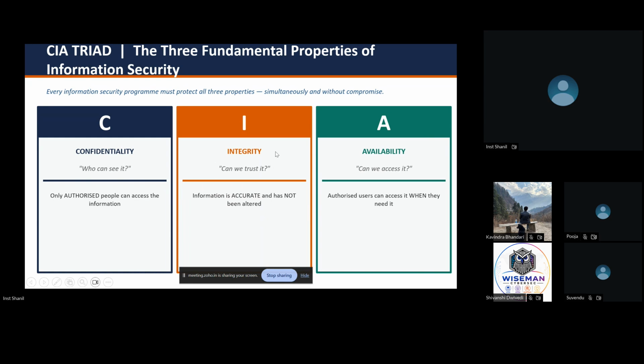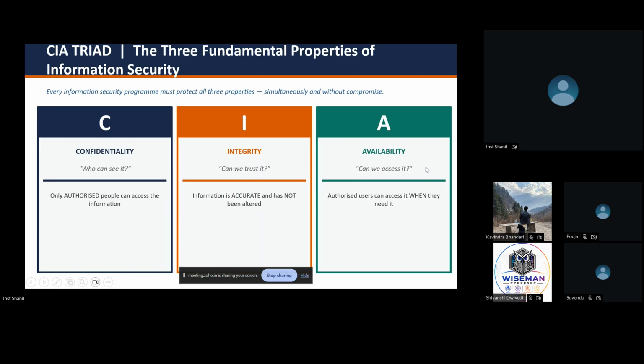Integrity. Whatever data we are supplying, is it trustable? Can we trust the data? It means information is accurate and has not been altered. For example, if you are sending an email to me, writing a phone number in that email, I have to be sure, or you have to be sure, that the 10 digit phone number which you have sent to me is correctly supplied and no one has hacked it in between and changed the contact details. This is the example of integrity.